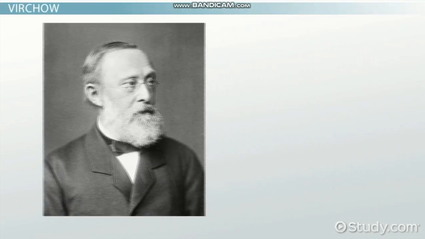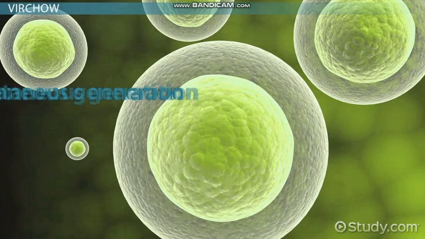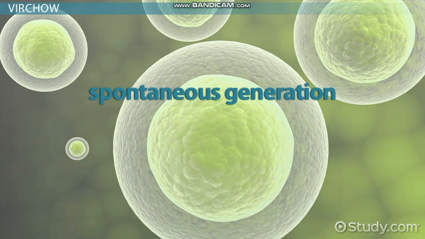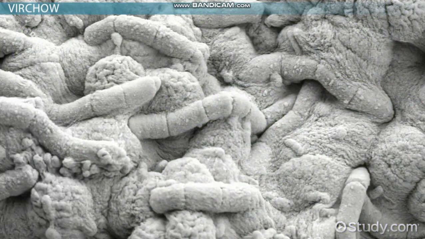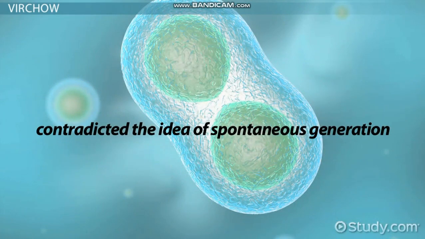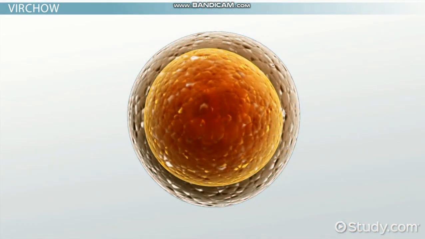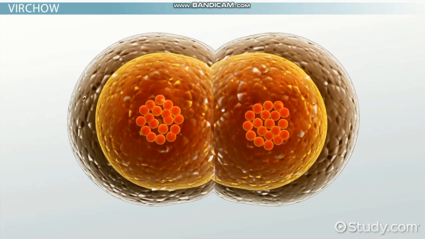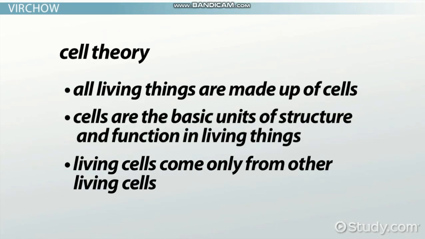A few years later, a German physician named Rudolf Virchow made a different discovery about cells. At that time, spontaneous generation was still considered possible. This is the idea that cells could be created from non-living matter. While researching diseases, Virchow observed that all cells developed from existing cells. This contradicted the idea of spontaneous generation and helped to eventually disprove the theory. In the 1850s, Virchow's observation was added as the third principle of modern cell theory. Living cells come only from other living cells.